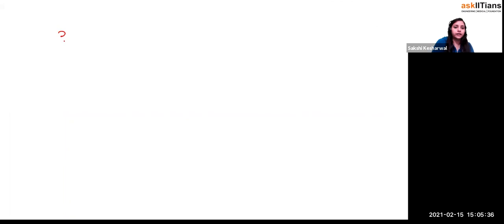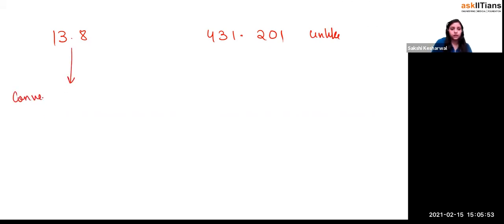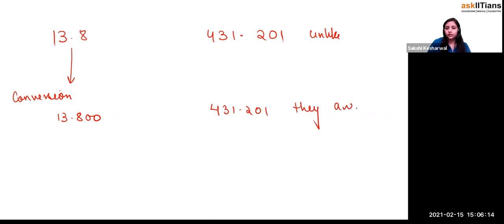If I write 3.8 and 431.201, are they like? No, they are unlike. So how are you going to do the conversion? You will convert this one. The conversion means that this value has been divided into 10 parts, but you have to divide it into 1000 parts. So this is equal to 3.800, and this is 431.201. Now they are like.